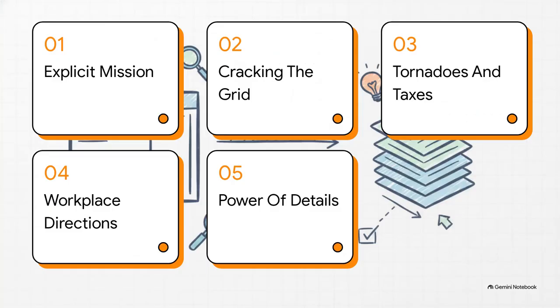Okay, here's the docket for our investigation today. 1. The explicit information mission. 2. Cracking the grid. 3. Tornadoes and taxes. 4. Navigating workplace directions. And finally, 5. The power of details.